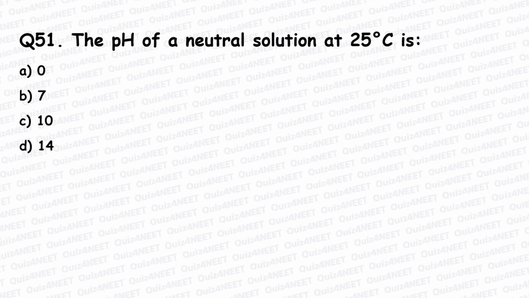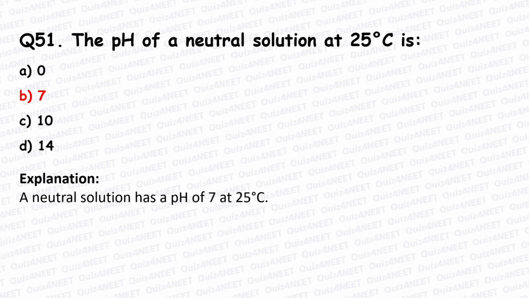Q51. The pH of a neutral solution at 25 degrees Celsius is A0, B7, C10, D14. Explanation. A neutral solution has a pH of 7 at 25 degrees Celsius.